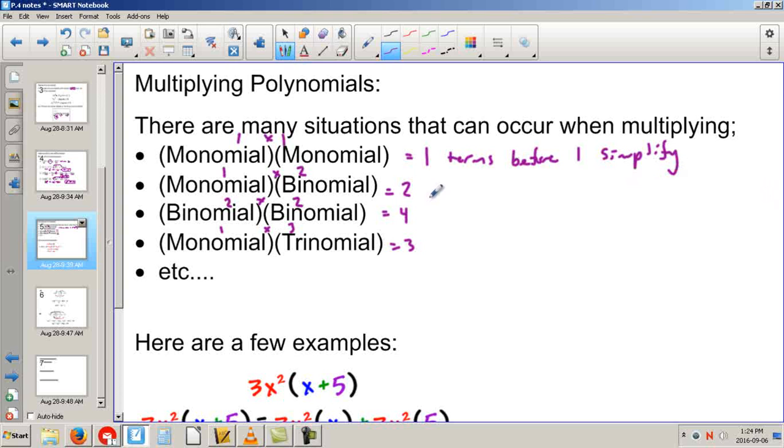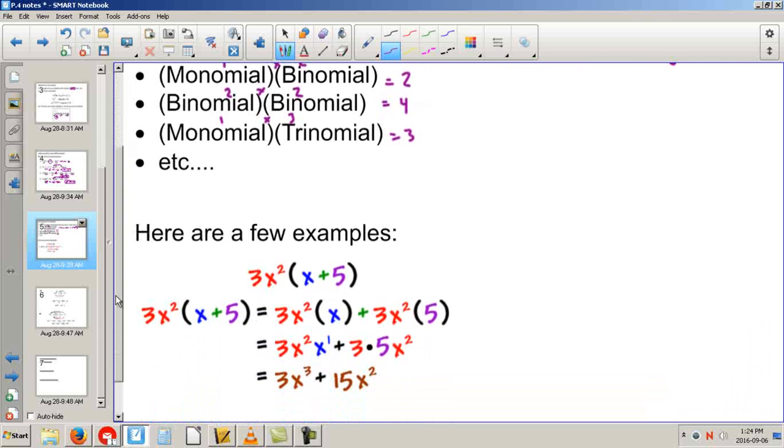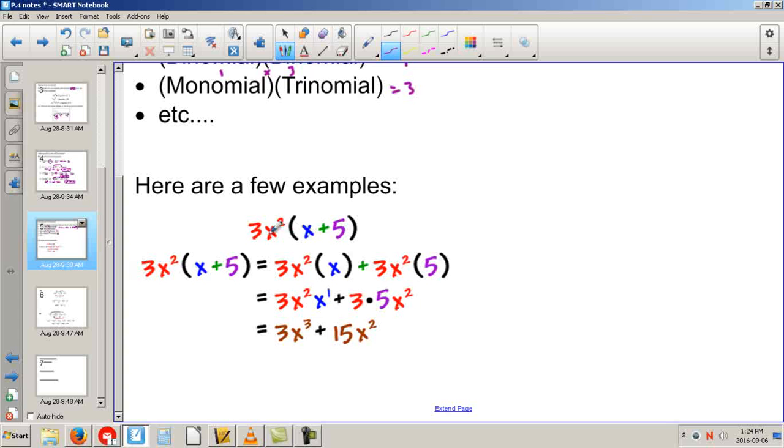Down here, when I get 2 terms, it might turn out that they actually combine in some way. Right here, this binomial, even though there's 4, oftentimes our answer only has 3 terms. It just depends. So let's look at some quick examples and see how the multiplication is performed.